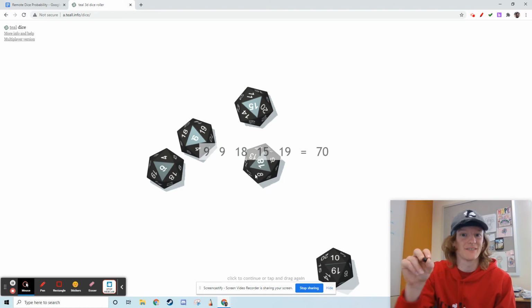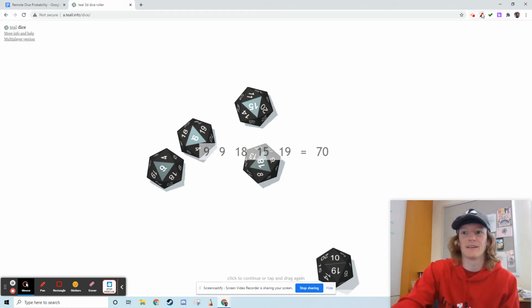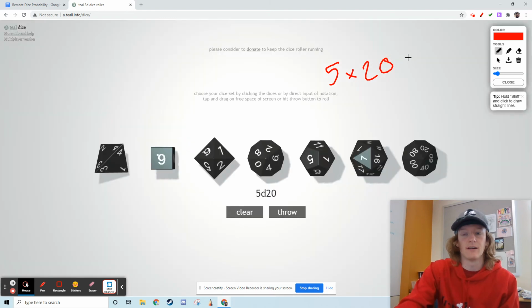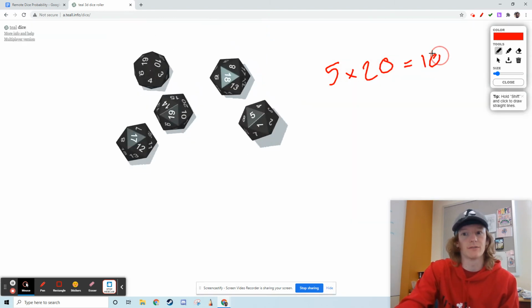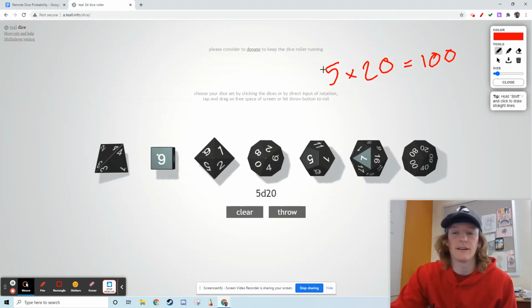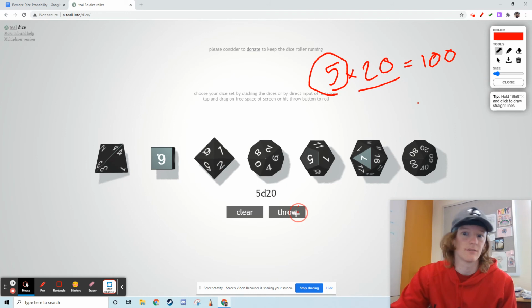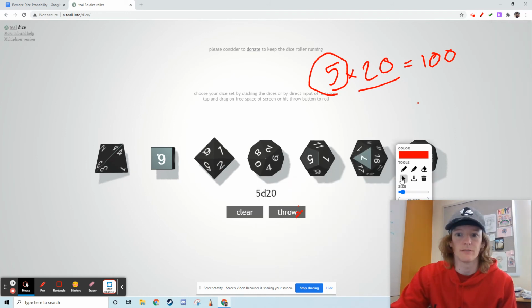We're doing this, and you'll have to do this. How many times? We've got 5 times 20, which will be a total of 100. So you'll have to roll 5 of them 20 times and then get the results. So throw. That's how it goes.